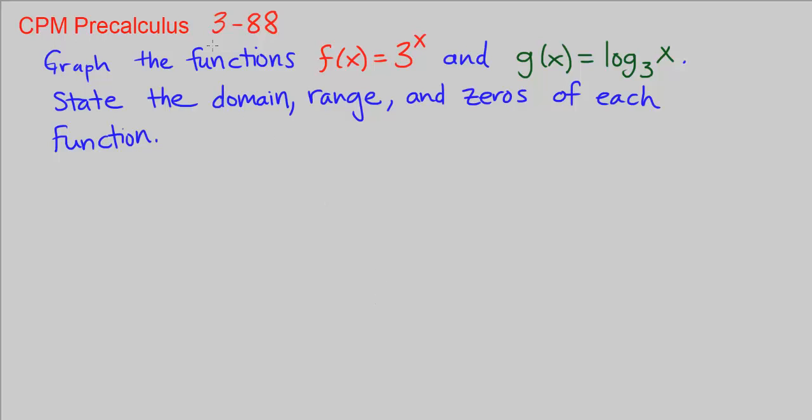This is CPM Precalculus chapter 3 number 88. So here we're asked to graph two functions. f of x is 3 to the x power and g of x is log base 3 of x. Okay, what you're going to notice here right away is that these are inverses of each other, just like we've done in class.